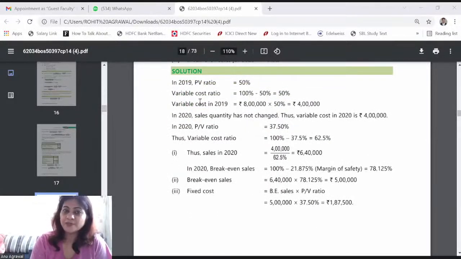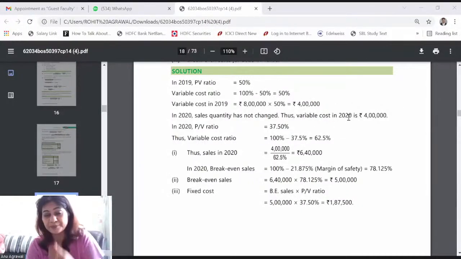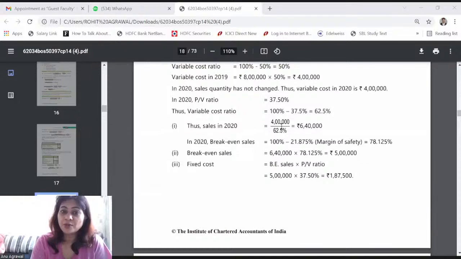Variable cost is 50%. So variable cost in 2019 is 8 lakh, 50%, 4 lakh. In 2020, sales quantity is not changing, so variable cost will still be 4 lakh. So variable cost ratio in 2020 is 100 minus 37.5, which is 62.5, right? So they said that sales in 2020 is how much? 4 lakh divided by 62.5 is 6 lakh 40. Right?